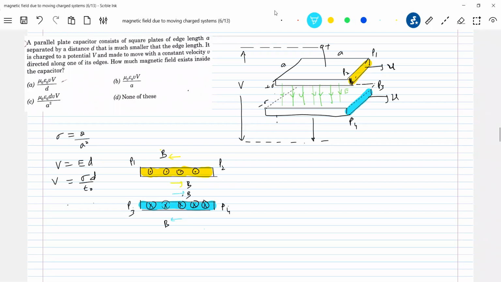What is that B directly? No need to go back. Directly, due to a moving charged plate, B is equal to mu naught sigma U by 2. The magnitude should come as it is. So the resultant field, B net, should be equal to 2B. Field due to an individual plate is sigma U by 2, so B net equals mu naught sigma U.